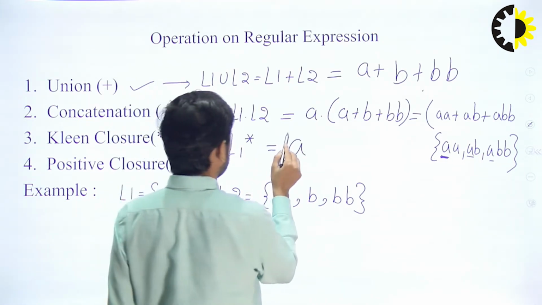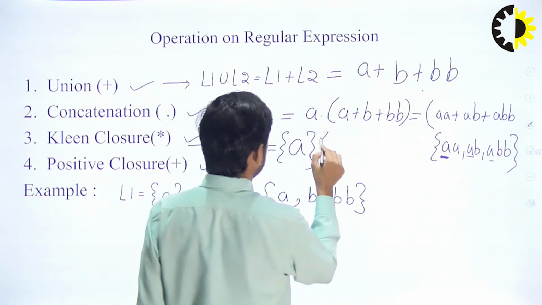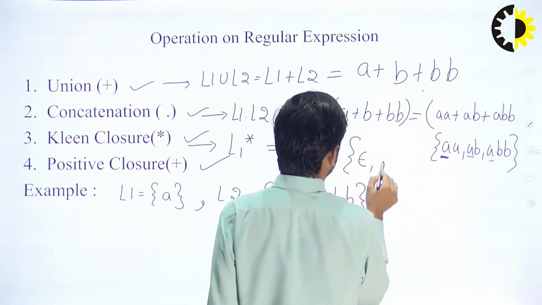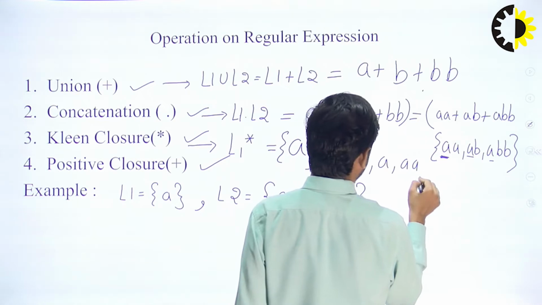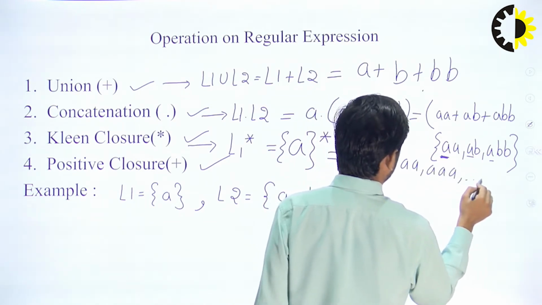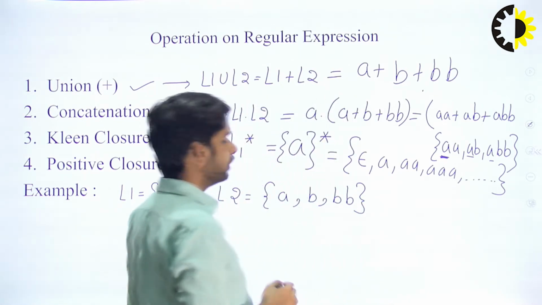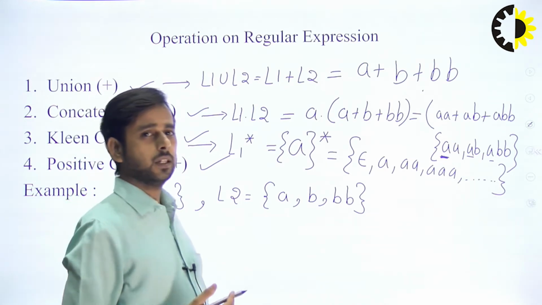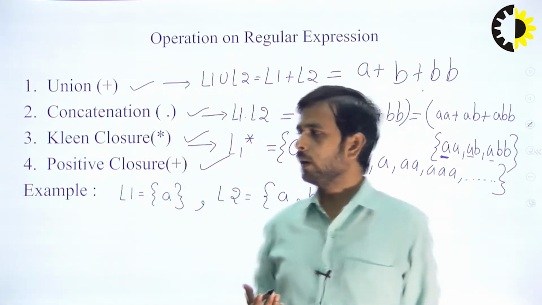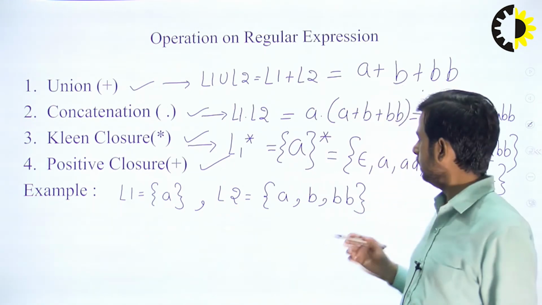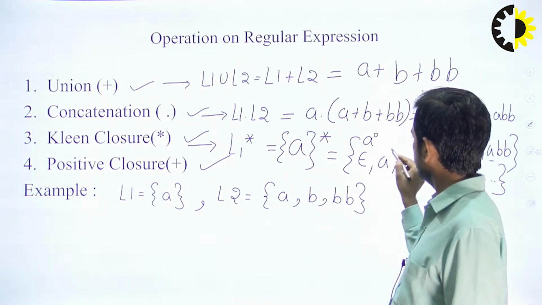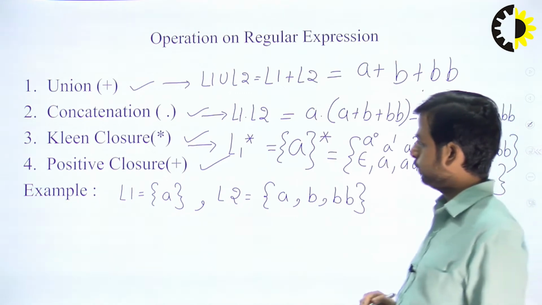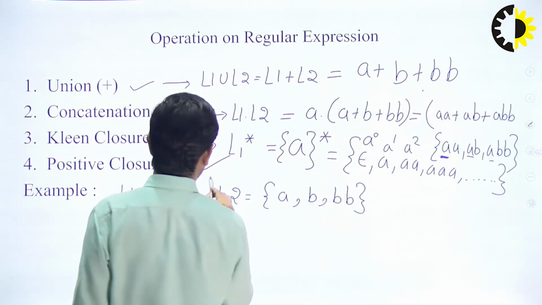Suppose the language is A. If I apply star, then the language will be epsilon, A, AA, AAA, and so on up to infinity. So what is the meaning of Kleene closure? It means it is something like its power. A raised to power 0 means epsilon, then A raised to power 1, A raised to power 2, and so on. Okay, next is the positive closure.